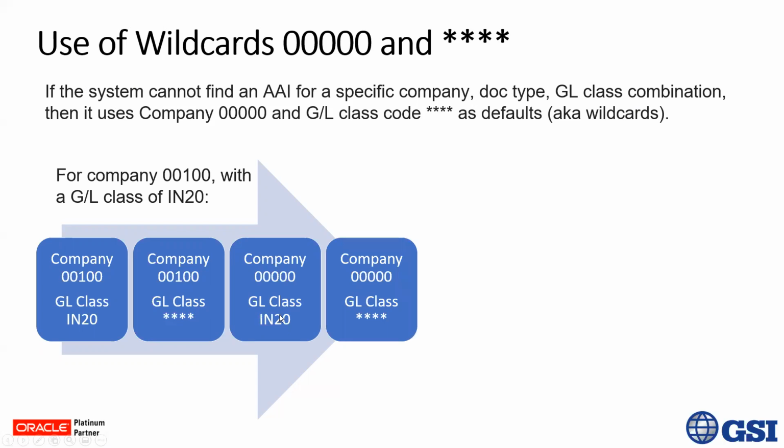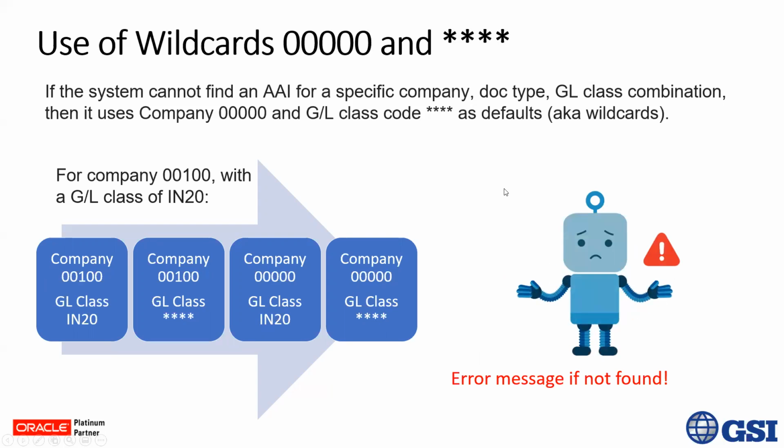But if I don't, guess what? I go through a 4th lookup. Do I find something that has a company 0 and a geo class of asterisk? So wildcard, right? So exact match, wildcard GL, wildcard company exact match on the GL, and wildcard. So it does a lot of searching before finally, when it gets through all 4 of these and it still can't find a match, that's when you start getting those dreaded error messages.